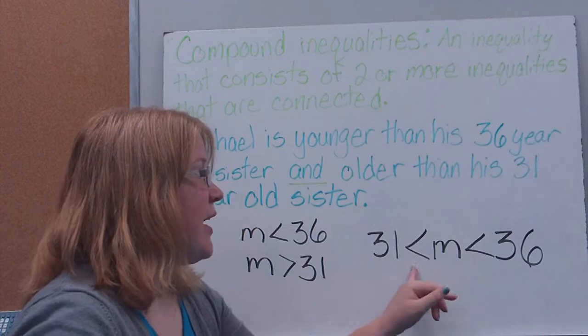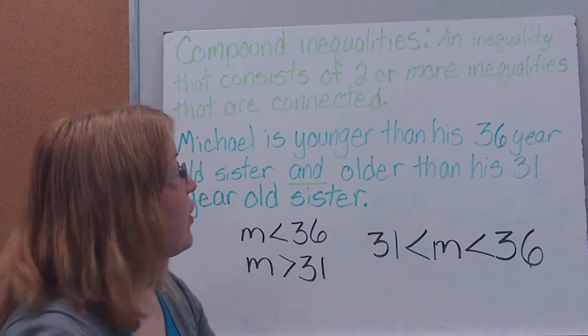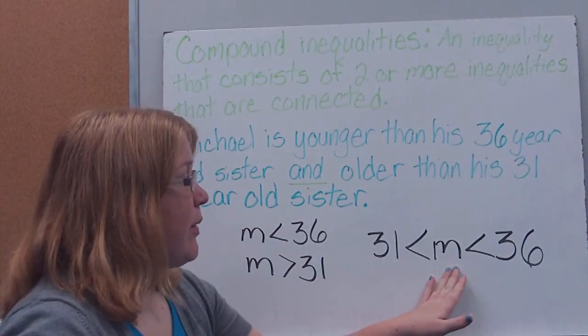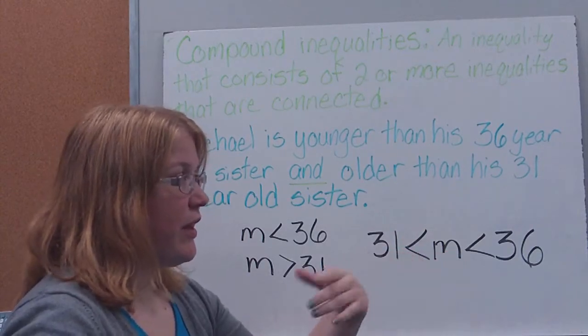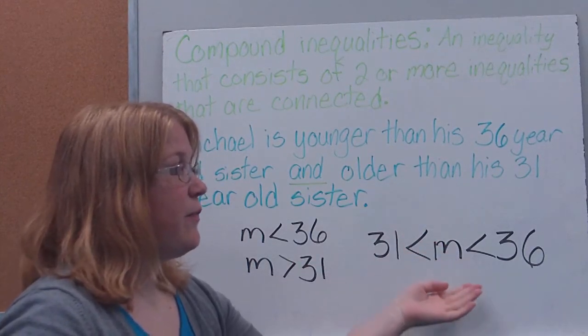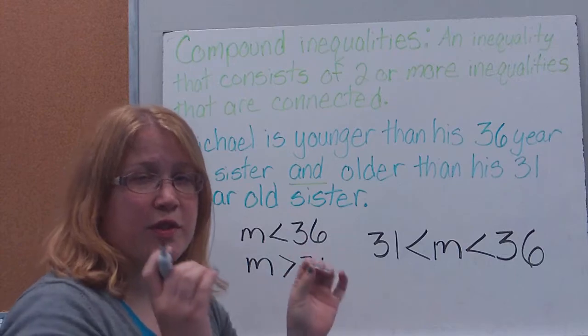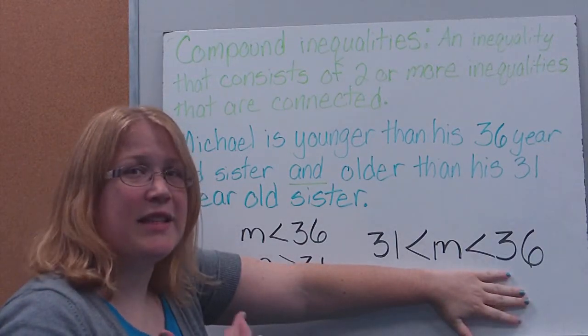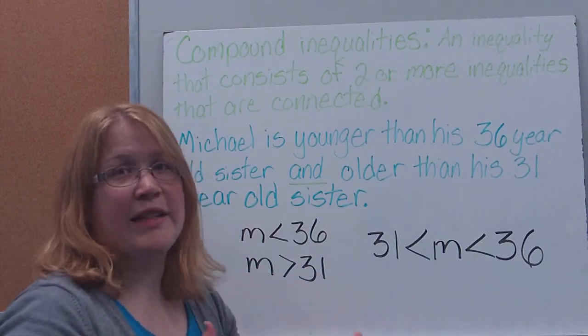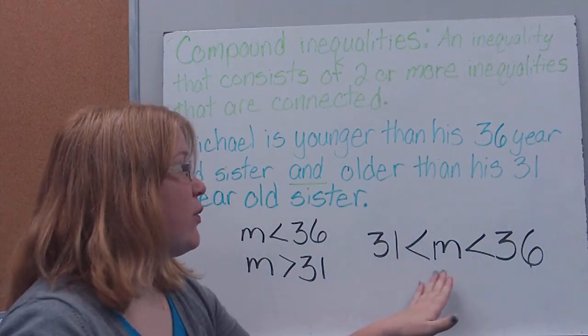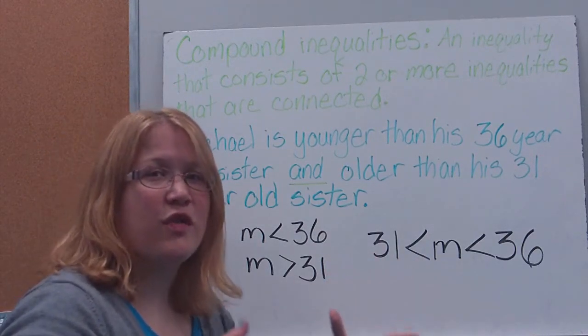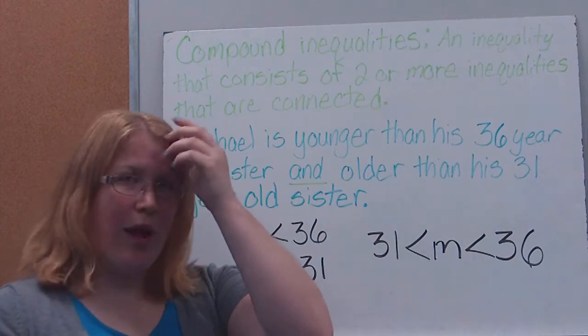Now you'll notice this doesn't say or equal to. He's not a twin with either of us. So that means that Michael can be either 32, 33, 34, 35, and those are the only numbers that'll work. So there's a small range of numbers in this compound inequality that his age could be. So that's all we're saying. We're making a range of numbers in the compound inequalities.